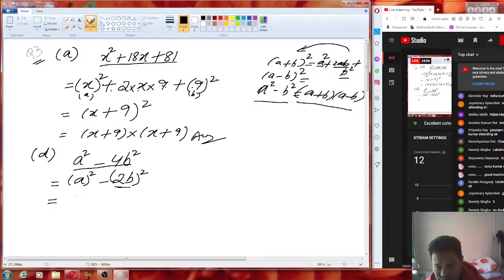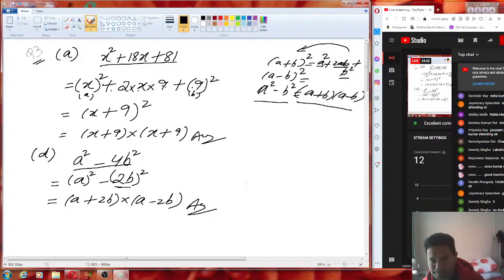And the formula is (a plus b) into (a minus b). So that means we can write like this: (a plus 2b) into (a minus 2b), using our formula of a square minus b square. That's it. This much only. These are the two factors, and this is the factorization using the identity called a square minus b square. So I'll pause again here, check it back, try to understand. And let me tell you, this is important for the exams.